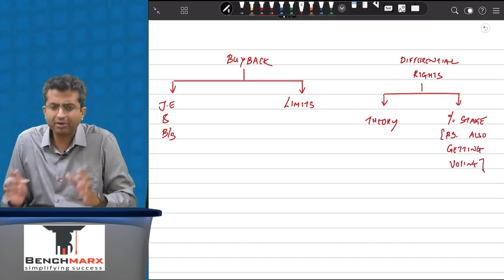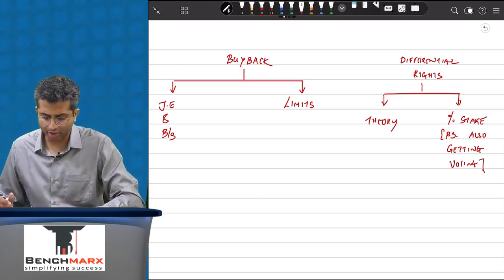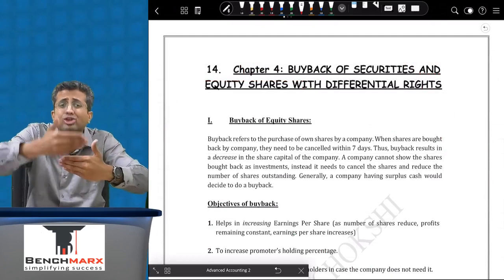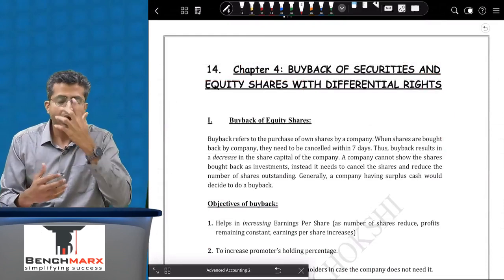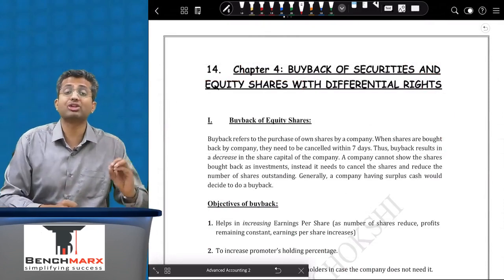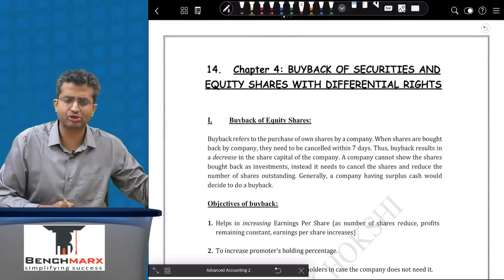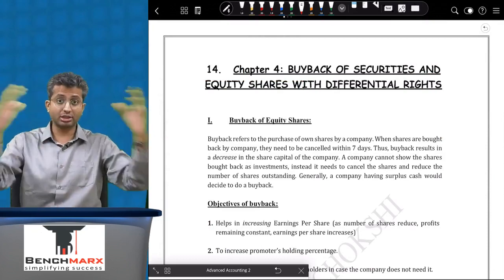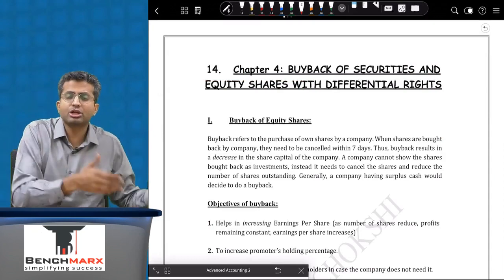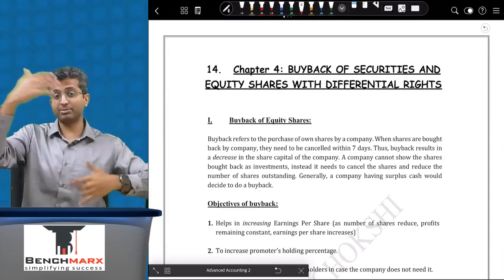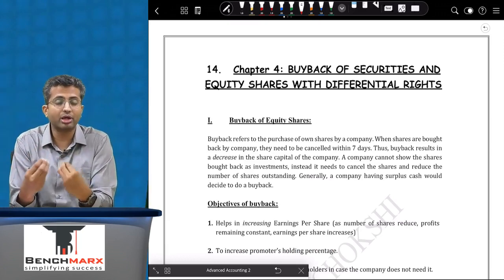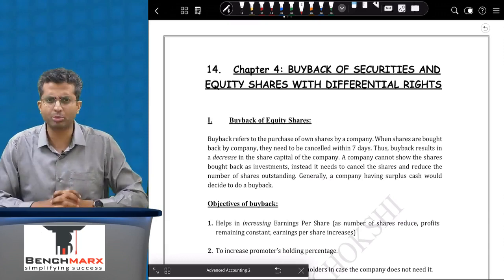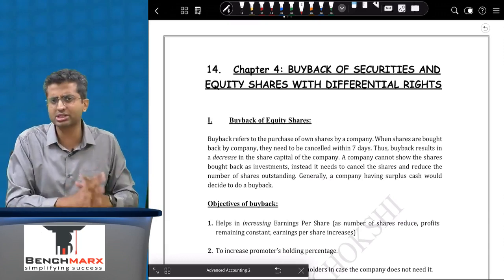Okay, so we will first go to the buyback part, which is the more important part. So what is buyback? Buyback refers to buying back your own securities. And this is governed by section 68 as well as section 69 of the Companies Act. Why would a company do buyback? Among other things, it is going to do buyback in order to increase its EPS, in order to utilize its surplus cash, or maybe even to increase the promoter stake. So these are some of the potential uses of buyback.